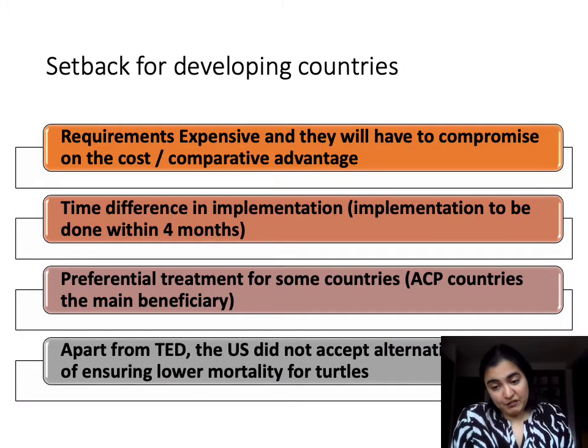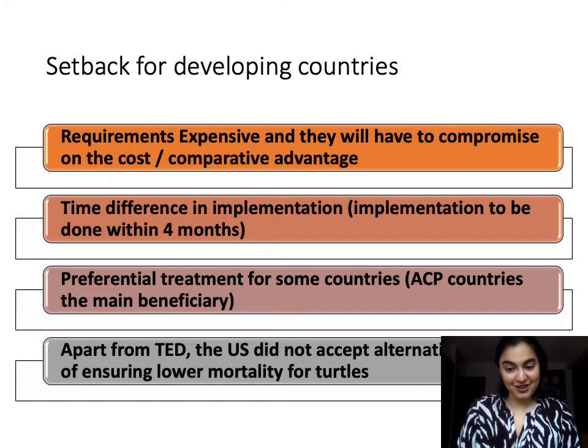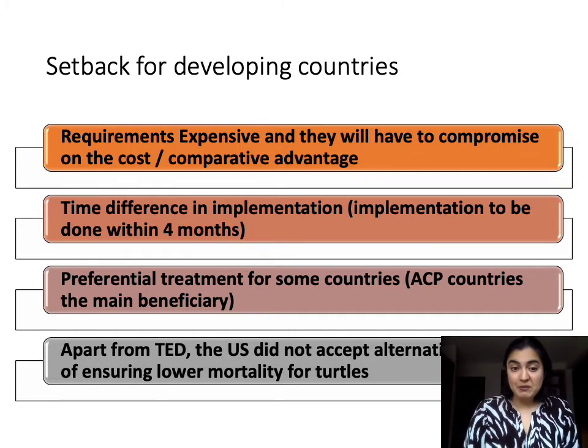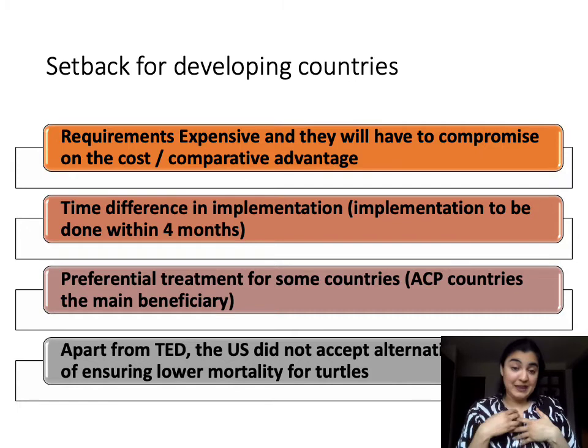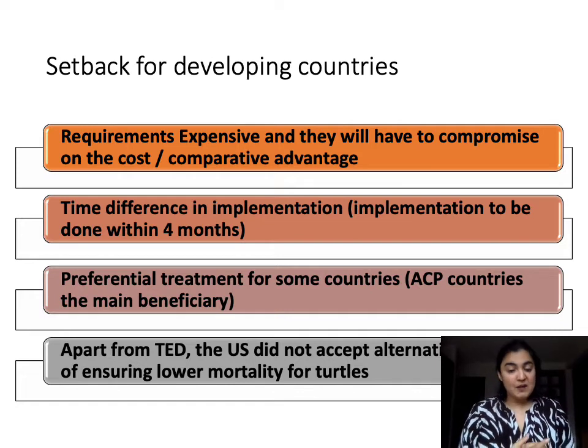Now, this came as a huge setback for developing countries, for various reasons, right? Because one, it was not a cheap way of fishing. This was a net designed in the US, and it was very expensive to buy for many developing and least developed countries that were based on fisheries. So their economy was based on the fisheries industry, right? So this was an expensive requirement, and these developing countries that had a comparative advantage of shrimping and exporting shrimps to other countries started losing their comparative advantage, because if they had to buy these nets, the cost of shrimping would go high and they would reduce their comparative advantage.